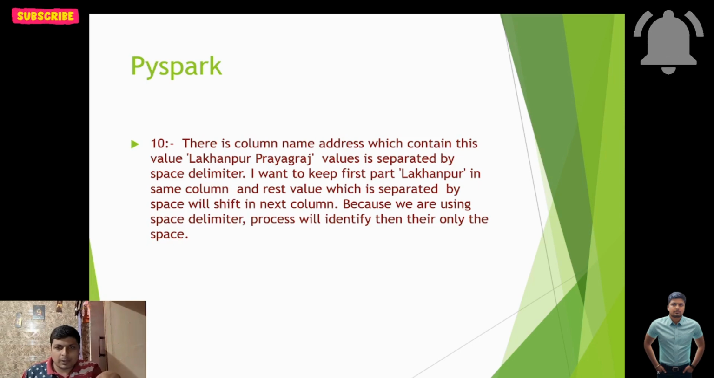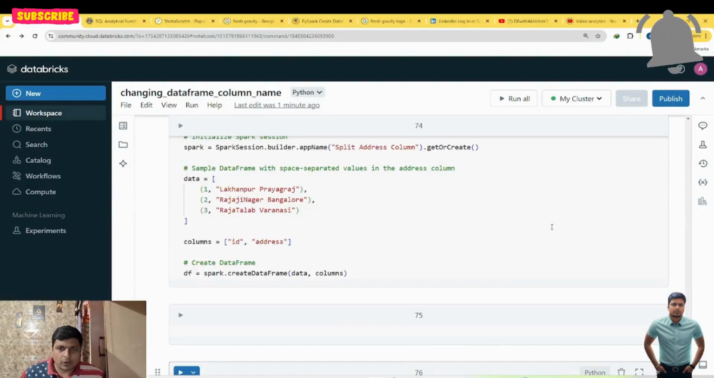I want to keep the first part, Lakhanpur, in the same column, and the rest of the value which is separated by the space will sit in the next column. Because we are using a space delimiter, the process will split on the space. So how can I do it in Databricks?